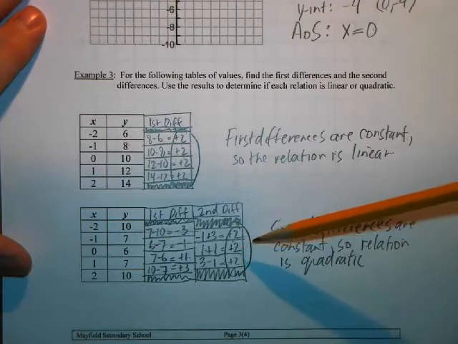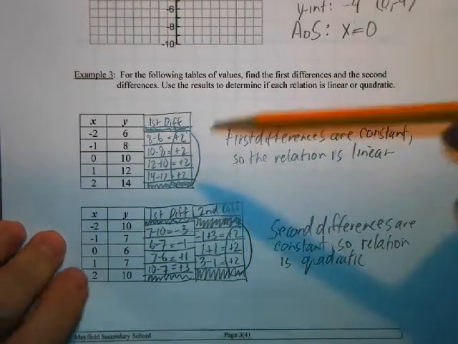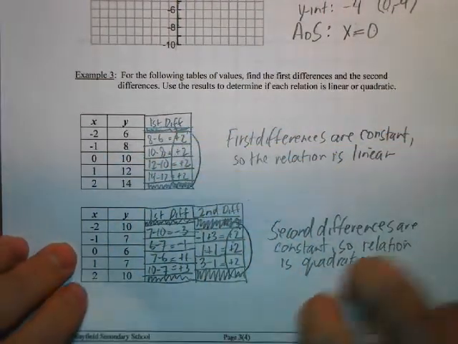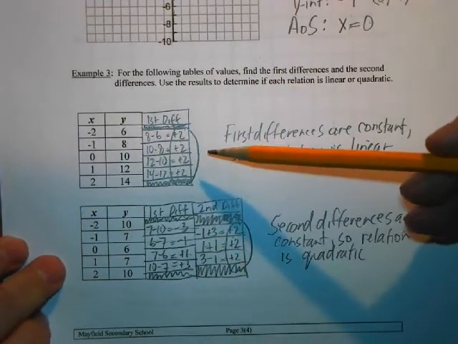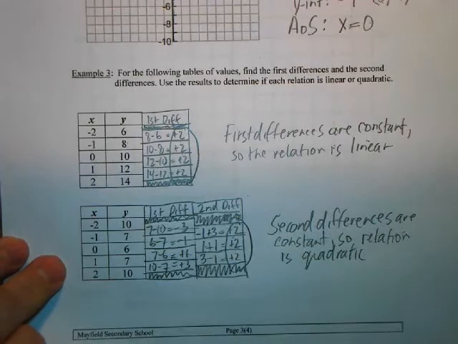That's definitely not the case. Okay, so now we have a tool. If I give you a table of values, you could do a first and second difference test and be able to proclaim that this is linear or this is quadratic.